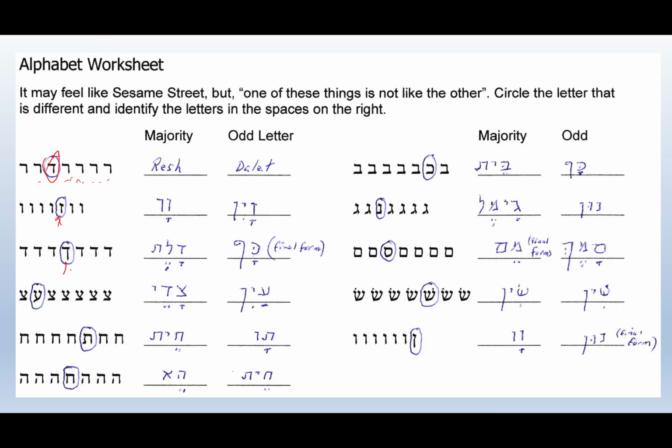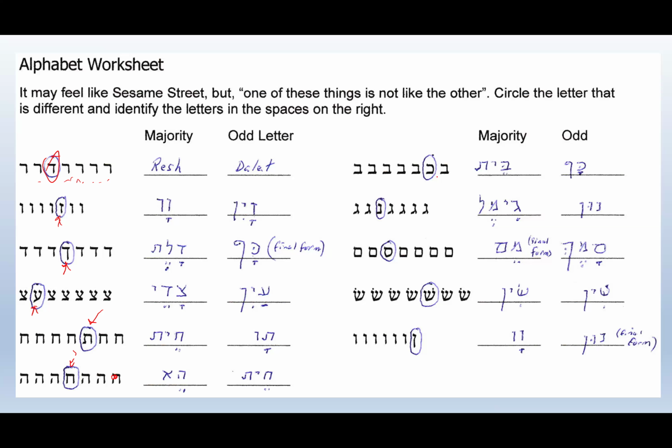Here's a final form kaf. The rest are dalets. Here's an ayin, as opposed to sadeh. All the rest of them, a tav, instead of the chet. The chet instead of the hey. Notice they all have this little gap in them, just this little gap.